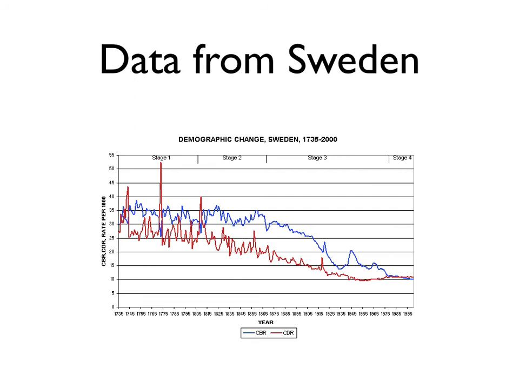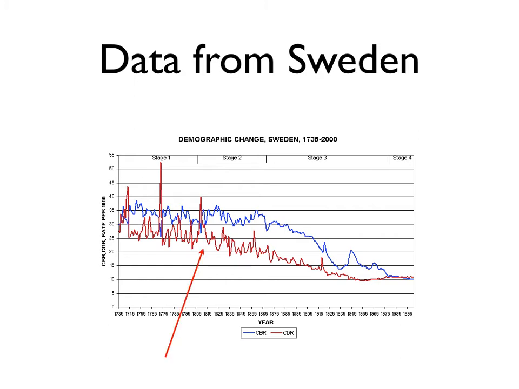This data comes from Sweden. You can see time on the bottom there. This is year. So this started in 1735. The Swedish take really good population statistics. In this graph, you can see the legend at the bottom. CBR, that's the birth rate, is in blue. And CDR, that's the death rate, that's in red. And here are the stages labeled at the top of the graph.